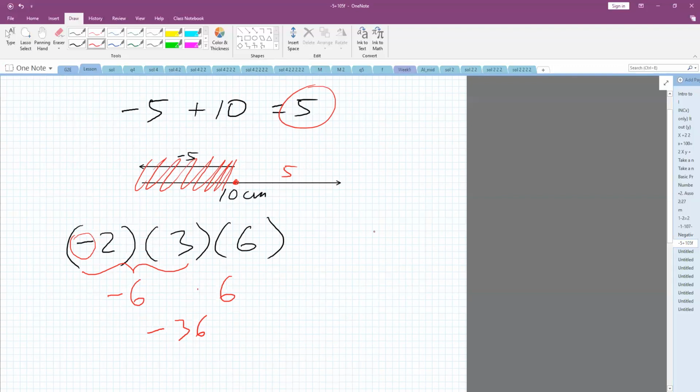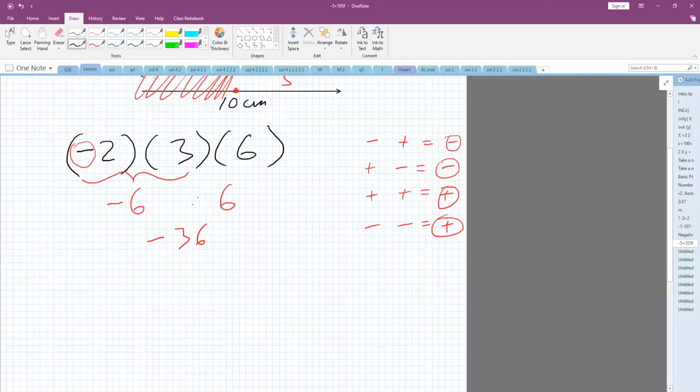If you have, for example, negative times a positive, that gives you a negative. If you have positive times negative, it gives you negative. If you have positive times positive, it gives you positive. And if you have negative times a negative, it gives you positive. So let's do some multiplication now, yes? Okay. What about this one?